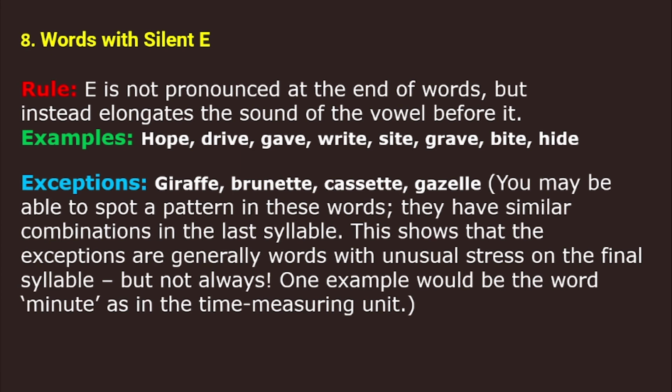Let's look at the eighth word with silent E. Rule: E is not pronounced at the end of words but instead elongates the sound of the vowel before it. Let's look at the examples. Hope, drive, gave, write, sight, grave, bite, hide, etc. Let's look at the exception words. Giraffe, brunette, cassette, gazelle. You may be able to spot a pattern in these words. They have similar combinations in the last syllable. This shows that the exceptions are generally words with unusual stress on the final syllable, but not always. One example would be the word minute, as in the time measuring unit.